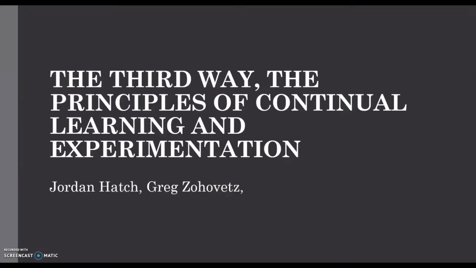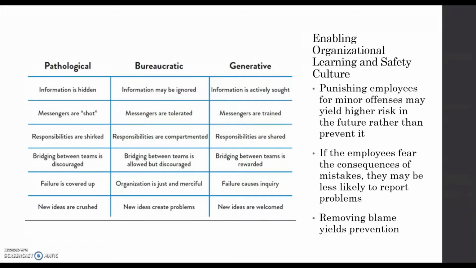The third way, the principles of continual learning and experimentation. In the realm of business, there are three types of learning cultures: pathological, bureaucratic, and generative. Pathological is the most toxic, bureaucratic is the most stagnant, and generative is the ideal solution. Having a generative culture allows for information to be shared freely between the team.